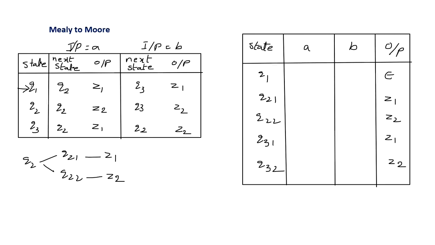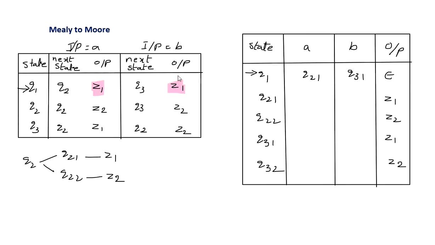In the Mealy machine, Q1 is the starting state. So in the Moore machine also the starting state is Q1. Q1 on A, it is moving to the state Q2 and there is no Q2 state in the Moore machine. If you observe the output, that is Z1. So instead of Q2, we need to write Q21 since the output is Z1. Q1 on B, it is moving to the state Q3 and there is no Q3 in the Moore machine, but the output is Z1. So we need to write Q31 here in the Moore machine, because Q31 is giving the output Z1.